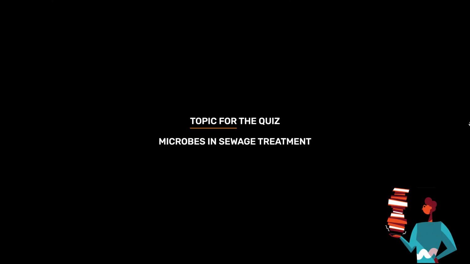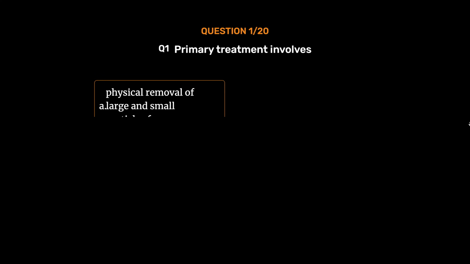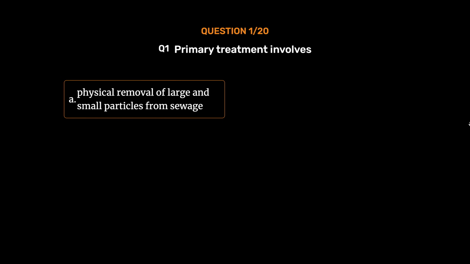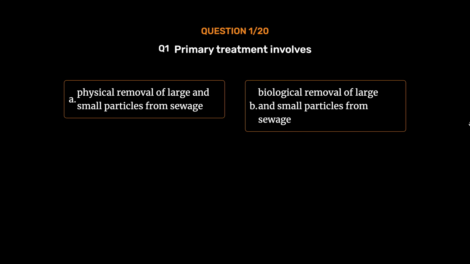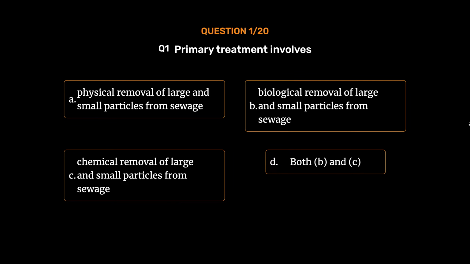Topic for today's quiz is Microbes in sewage treatment. Question number 1. Primary treatment involves Option A. Physical removal of large and small particles from sewage. Option B. Biological removal of large and small particles from sewage. Option C. Chemical removal of large and small particles from sewage. Option D. Both B and C.